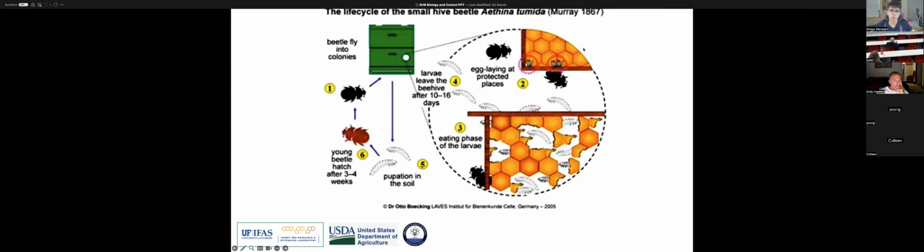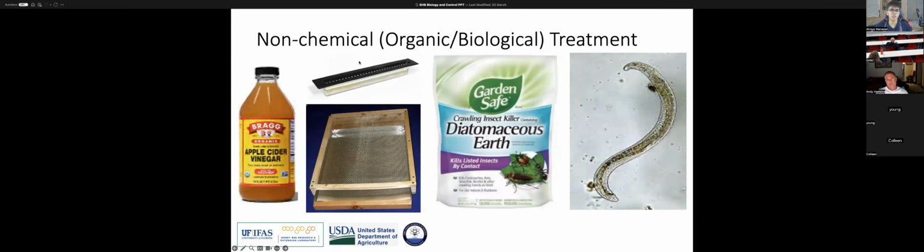So it kills the adult. It's applied in stages 1 and 2 of the life cycle here. And then permethrin is applied during stage 5, the pupation in the soil. This is when the beetles pupate, and that soil drench kills all of them in the vicinity of the hive.